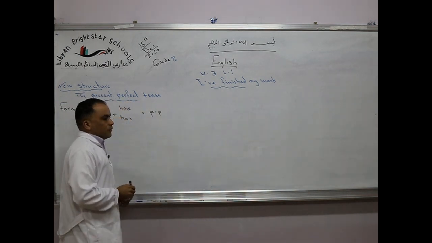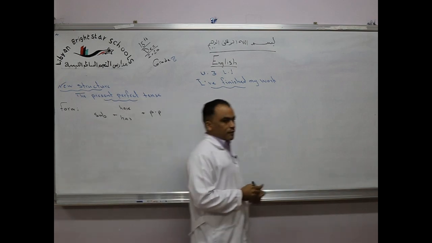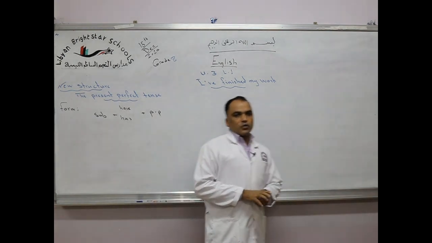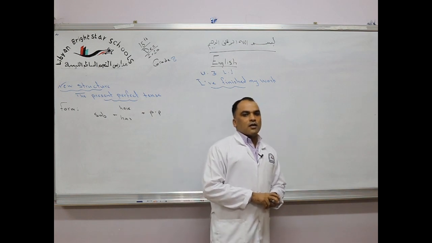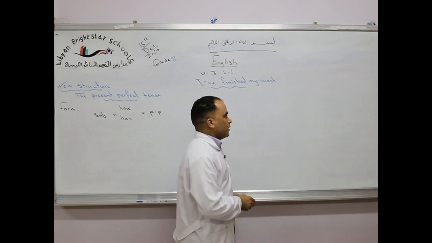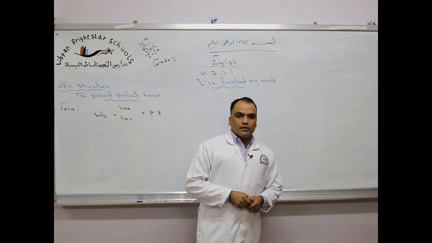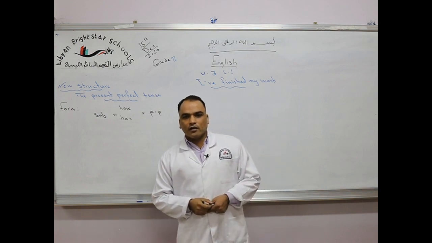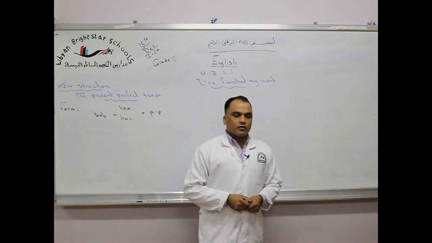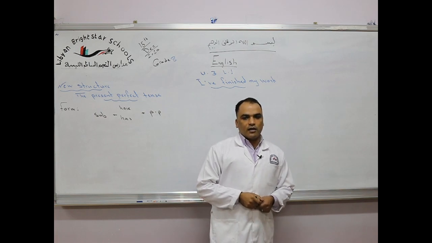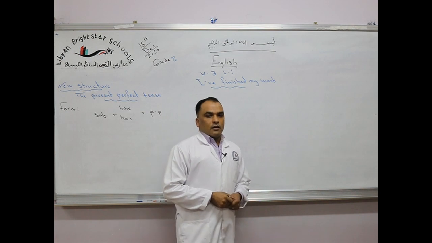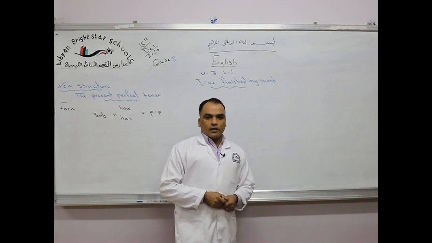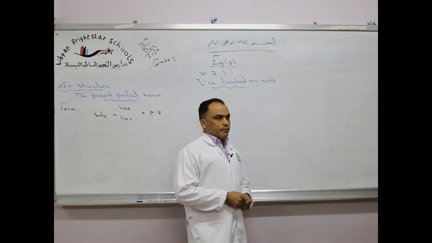How do we get the third form of the verbs in English? In English, verbs have two classifications, regular verbs and irregular verbs. To get the second and third form of regular verbs, we add D or ED or IED at the end of the regular verbs. To get the third form of irregular verbs, we must memorize them.